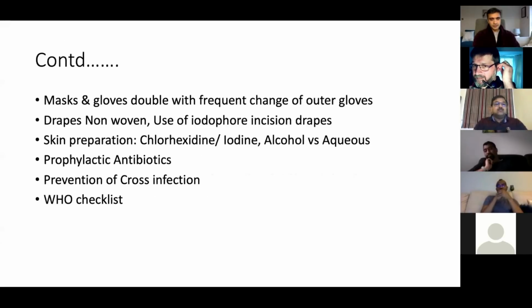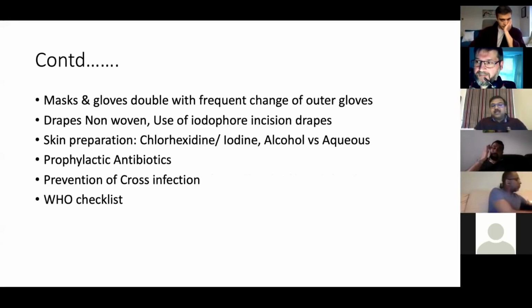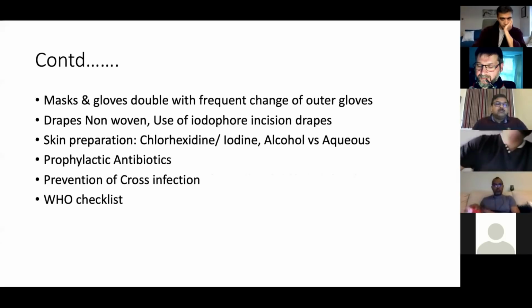suits, mask and gloves, double gloves. Drapes, non-woven, discuss incisional drapes and their controversy. Skin preparation: chlorhexidine, iodine, aqueous, alcohol. Prophylactic antibiotics: adequacy, how much do you need, when do you need it, when to be administered, how to make sure that it has been administered. Prevention of cross-infection, mention infective cases, what to do. WHO checklist.